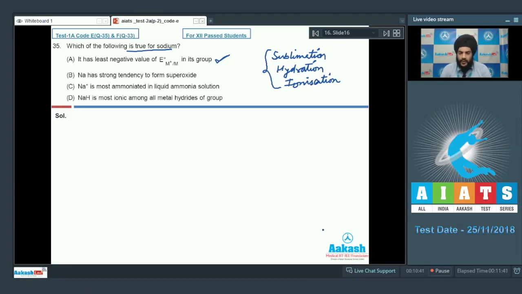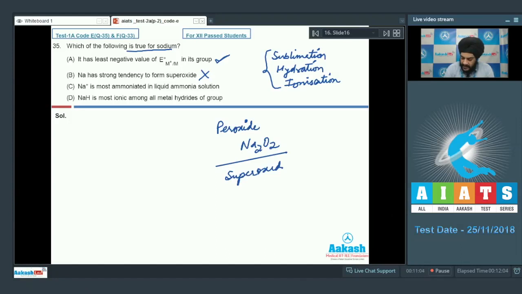Na has strong tendency to form superoxide. Students, this statement is incorrect. Na has a strong tendency to form the peroxide. So Na2O2 is formed. Superoxides, on the other hand, are formed by the larger cations. So it's like KO2, RbO2 and CsO2. Let us look at the third option now.